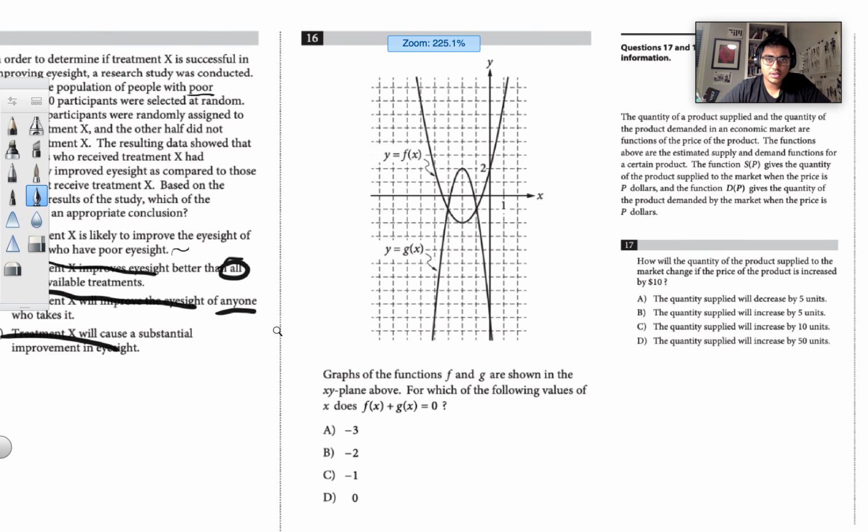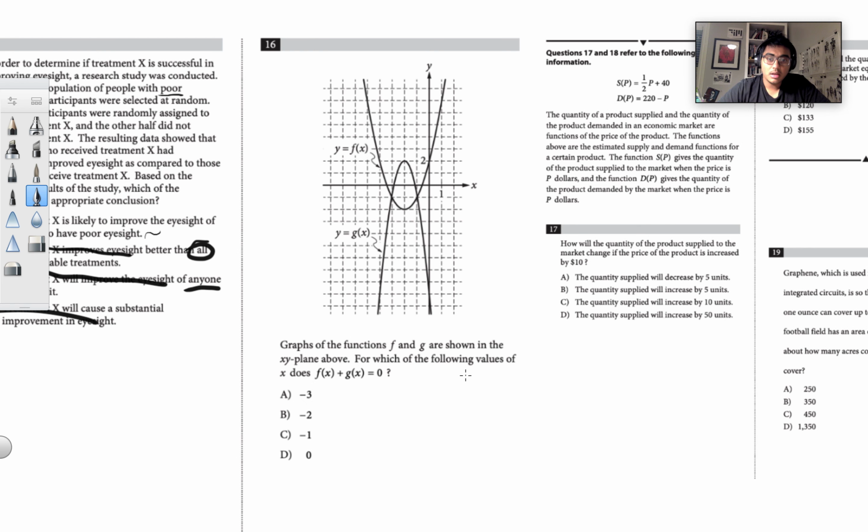All right, question 16. Graphs of the functions f and g are shown in the xy-plane above. For which of the following values of x does f of x plus g of x equal 0? All right, so that basically means whatever y value f of x has, if you add that to whatever y value g of x has, it has to equal 0.